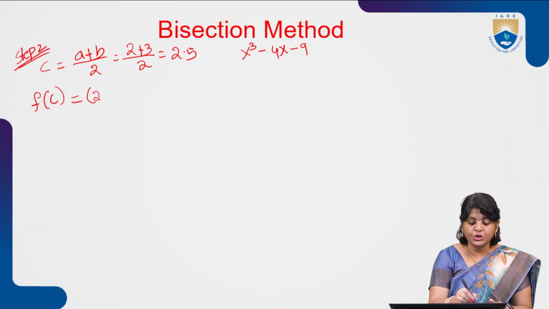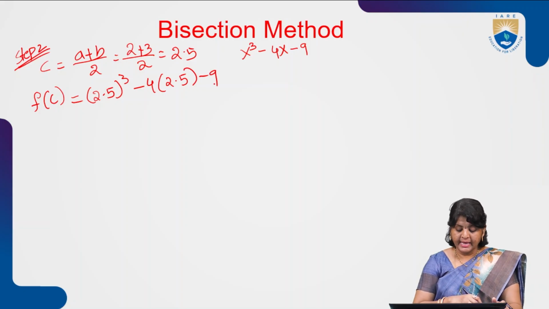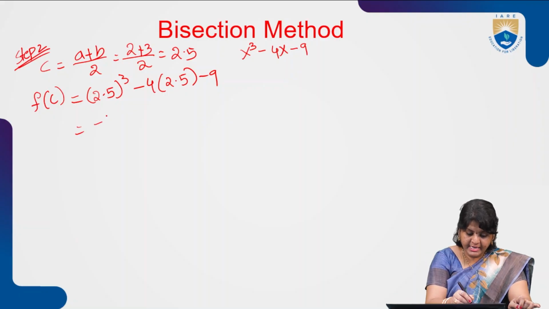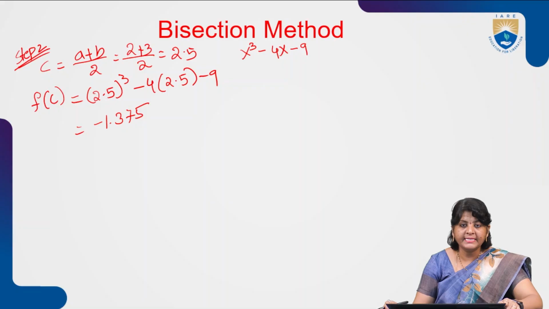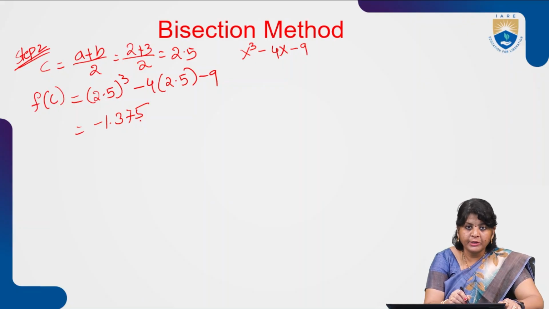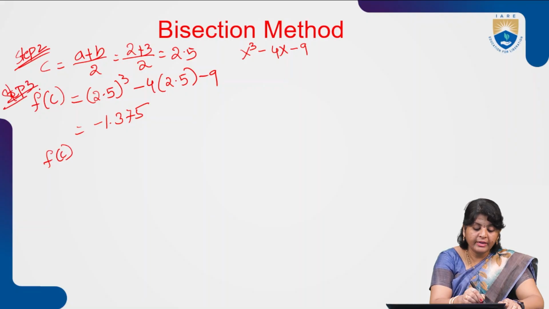So here x is 2.5: 2.5 whole cube minus 4 into 2.5 minus 9. When you use a calculator, you will get the function value as minus 1.375. This is the f of C value, minus 1.375. Step 3 is finding f of C. And step 4, what does it say?